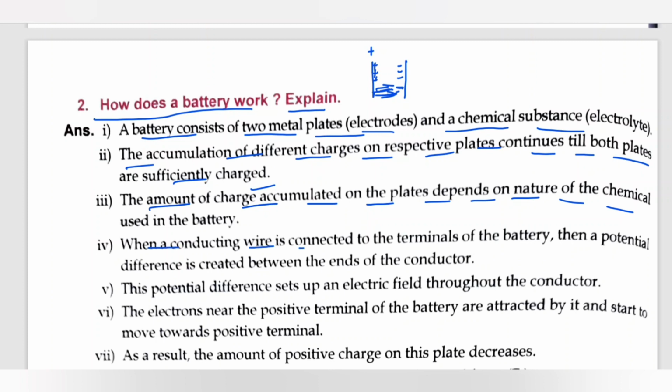When a conducting wire is connected to the terminals of the battery, then a potential difference is created between the ends of the conductor. So when there is a wire connected across the terminals of the battery, then there will be a potential difference created. This potential difference sets up an electric field throughout the conductor, and around the conductor.